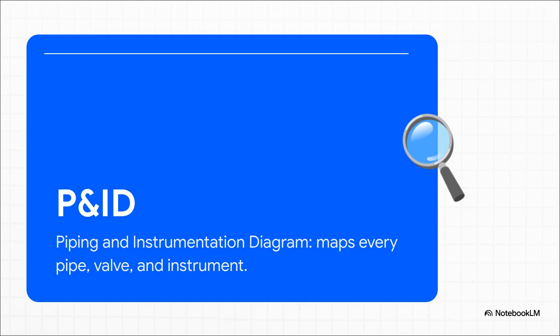It takes the physical chaos of the module and translates it into a perfectly ordered, logical blueprint showing every pipe, valve, instrument, and safety device. Being able to read a P&ID is a core, fundamental skill for anyone in the industry.